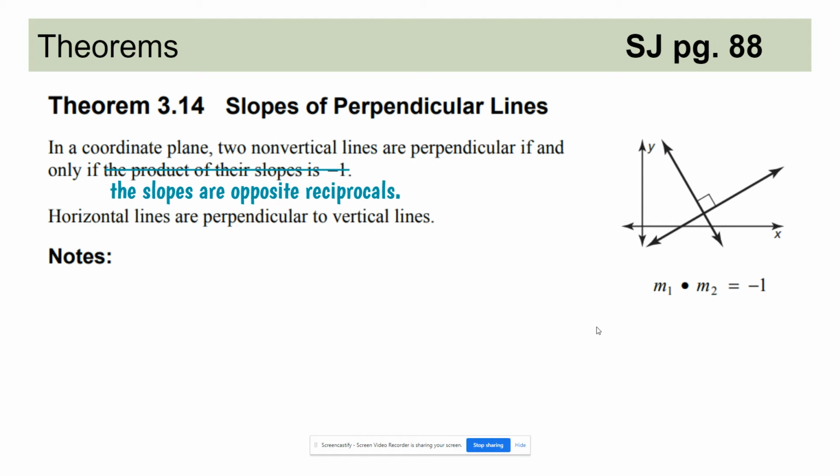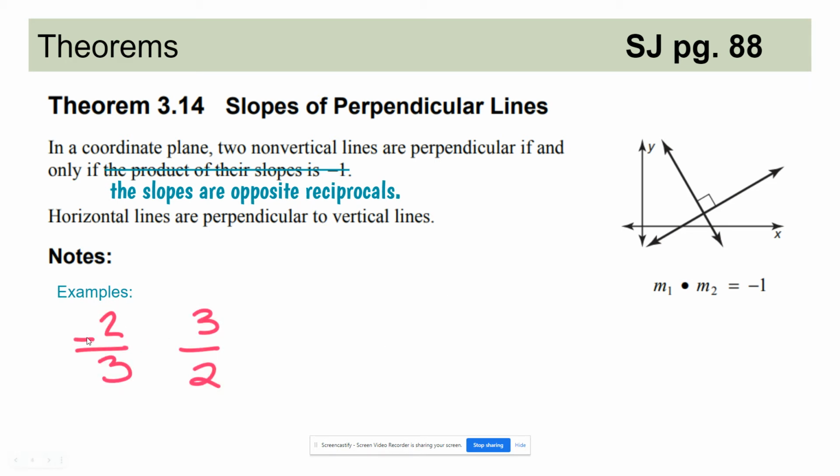Now, perpendicular lines, they intersect at a 90-degree angle, and they will not have the same slope. You can tell in my picture here, one of the slopes in my picture is positive, and the other is negative. And their slopes, we call them opposite reciprocals. Okay, so here's an example of opposite reciprocals.